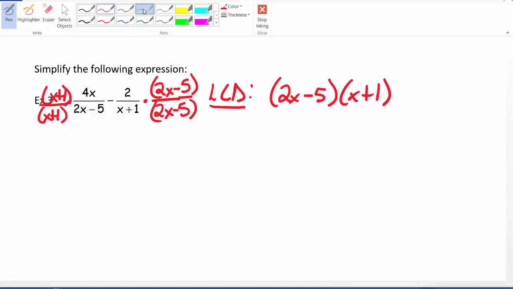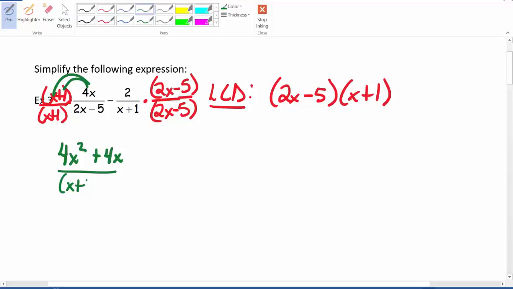Doing our next step, we're going to go ahead and distribute that 4x into both items. So when we do that, we end up with 4x squared plus 4x divided by that x plus 1 times 2x minus 5.